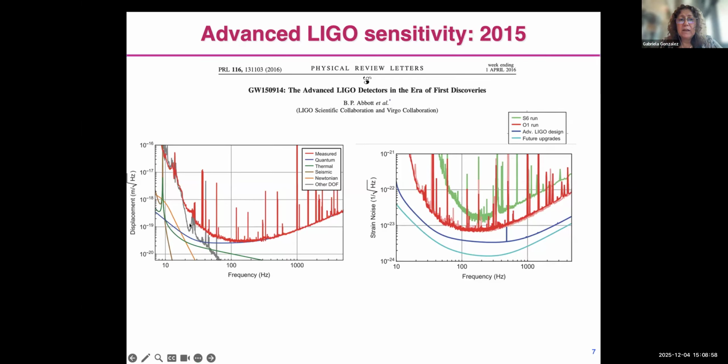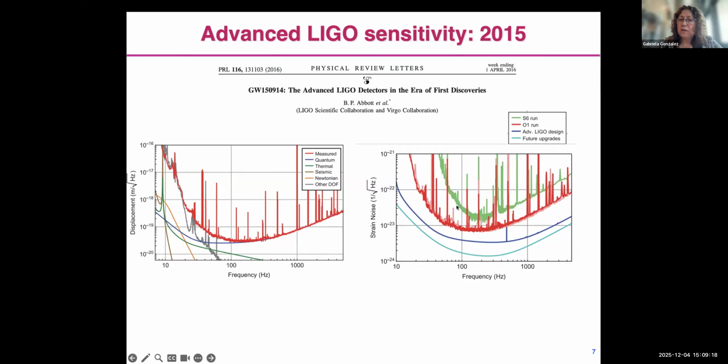frequencies. We were limited by seismic noise, but there are many, many other auxiliary technical noises, as we call them. Seismic noise was much, much below. We had a lot of work to do to get from here to here.